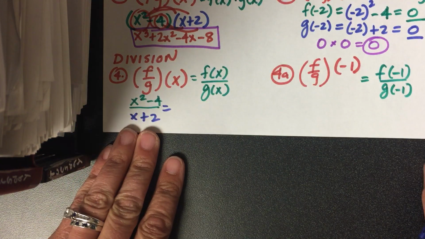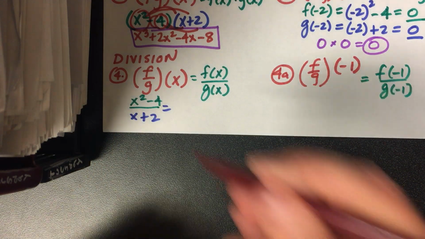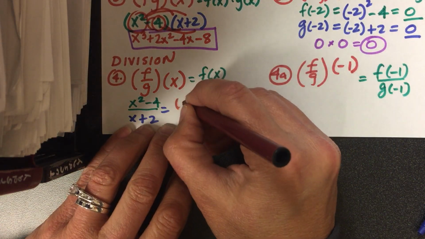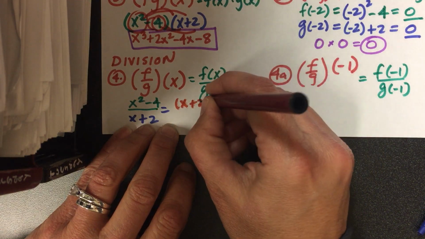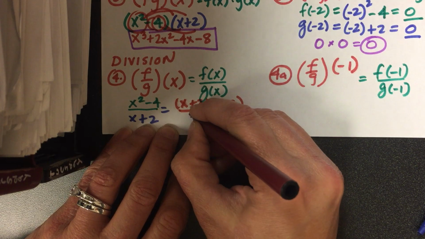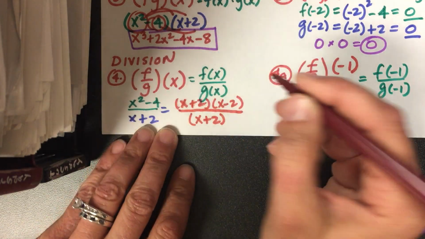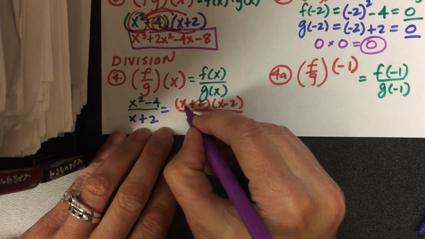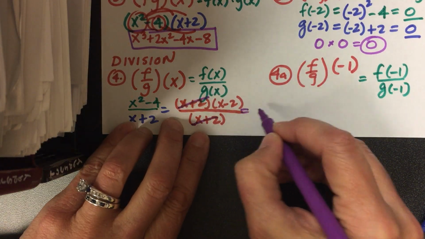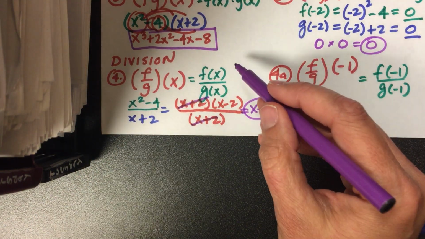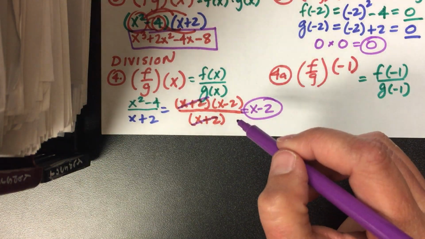But I'm not done yet. I can actually factor x squared minus 4. That's a difference of squares. So I'm going to factor that as x plus 2 times x minus 2. The bottom stays the same, x plus 2. I put parentheses around it. You don't have to. So what happens is now these two cross out, and I'm left with x minus 2. And that's what you get for f of x divided by g of x.